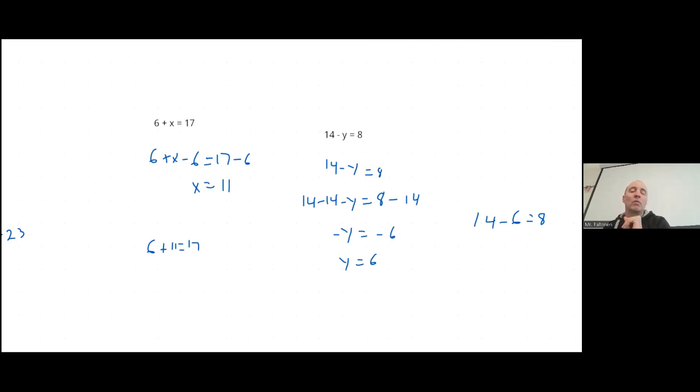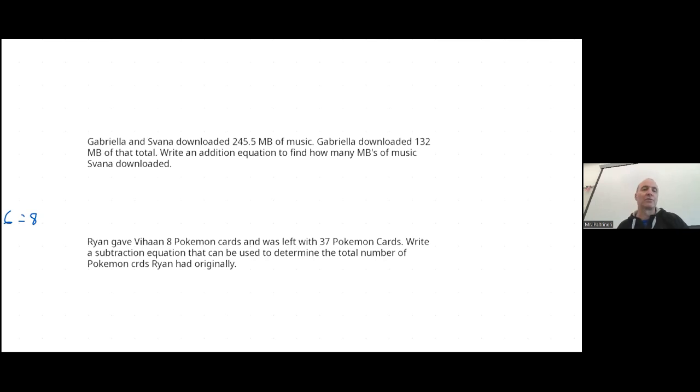Let me give you 1 or 2 word problems to work on. All right, here are 2 problems for you guys to work on. I want you to notice something very important here. First of all, this one says to write an addition equation. This one says to write a subtraction equation. Also, I realize I spelled cards wrong here. You don't have to point that out to me.